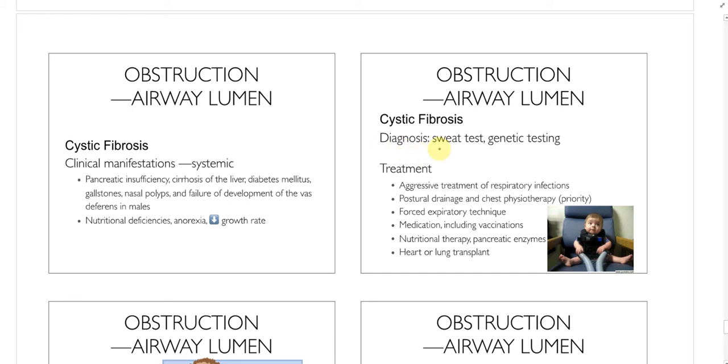The diagnosis is going to be via a sweat test and genetic testing. I don't remember, I think the sweat test is for testing for chloride in the sweat. I can't remember exactly. Treatment, we're looking at aggressive treatment of respiratory infections because any infection they have are very high risk of developing into super serious infections. We're going to be doing postural drainage and chest physiotherapy, which is what we're seeing right here.